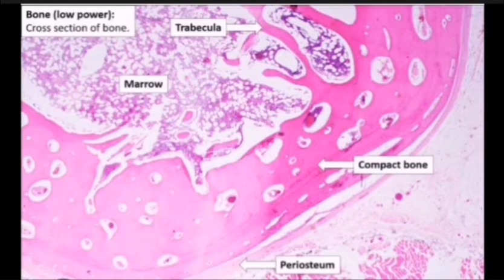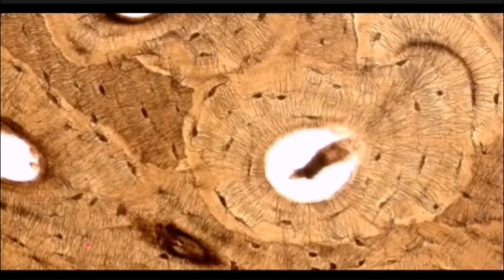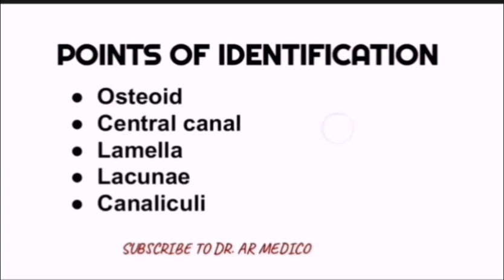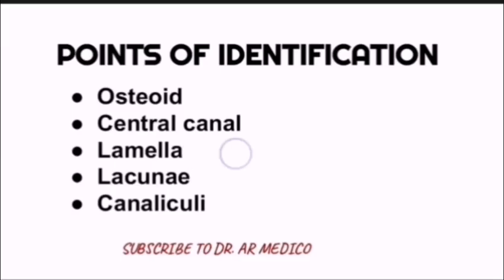Now moving ahead to the first point of identification: you will see in the compact bone the osteoids, right? So here we have these round structures, the osteoids. So the first point you have to write is that you will see the osteoid in the compact bone. Then you have the central canal. So this is the central canal. The central empty space in each osteoid is known as the central canal, and it is for the vasculature, the nerves, and the lymphatics.